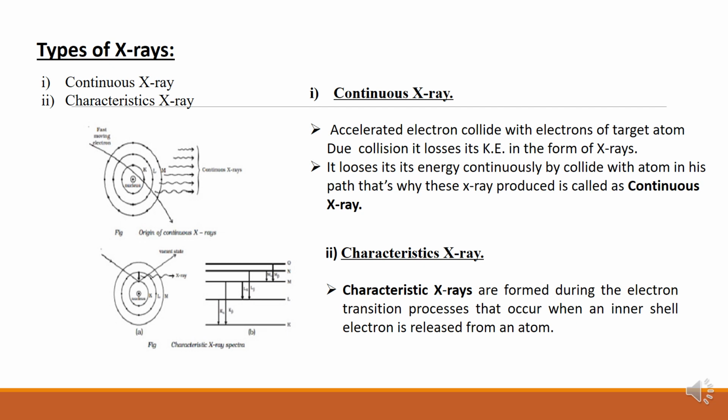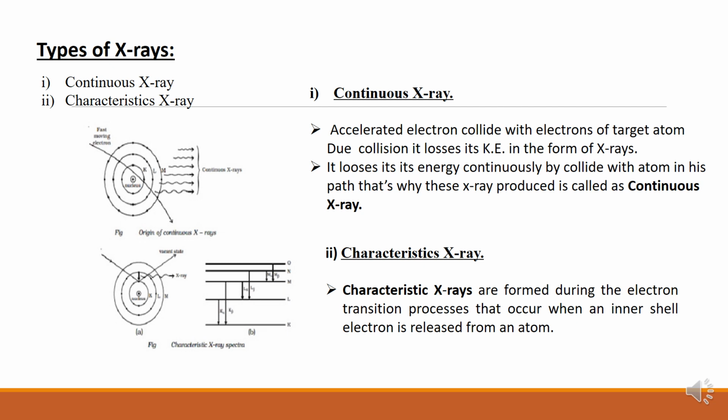When the accelerated electron interacts with the metal target, two processes occur, and because of that two types of X-rays are produced. The first one is continuous X-rays and the second one is characteristic X-rays.